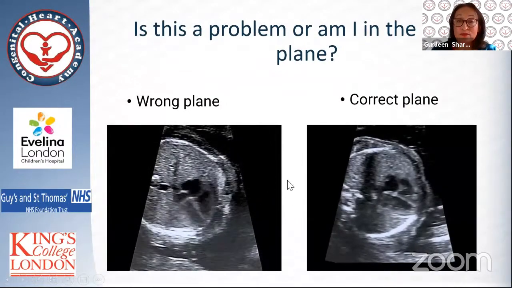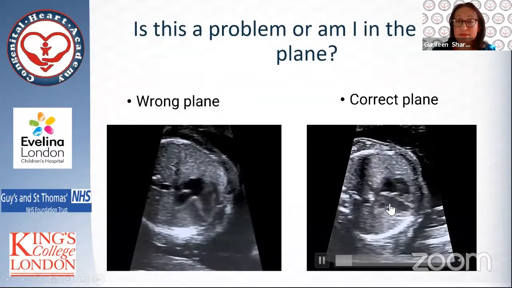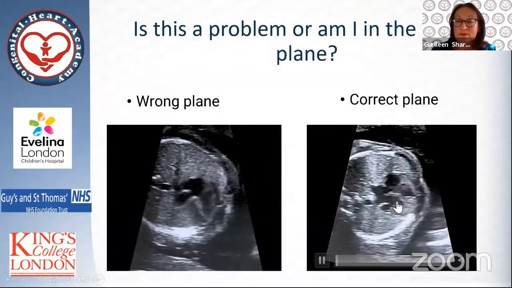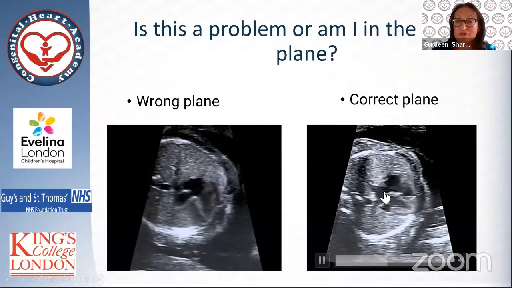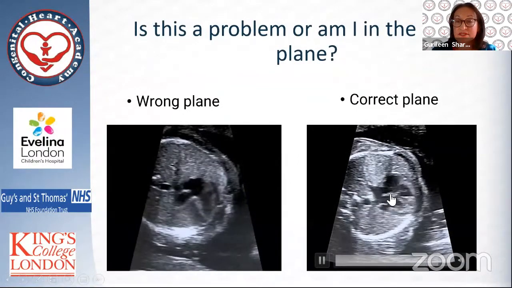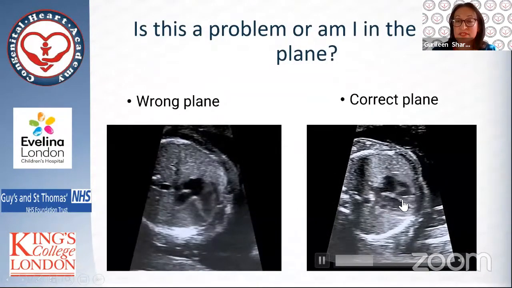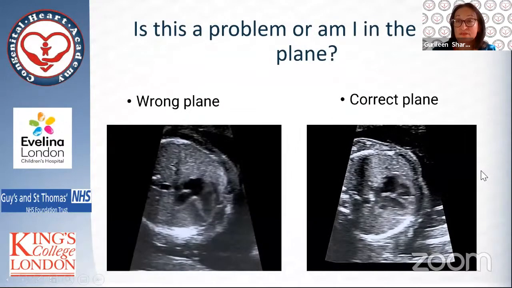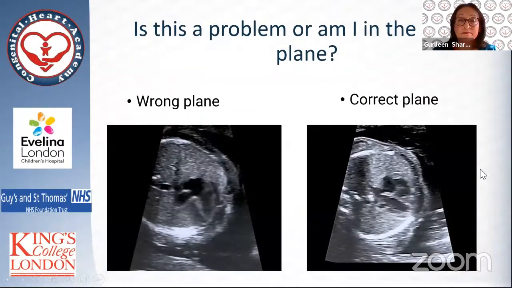But in fact, when we get onto the correct plane in this baby, here's the dilated coronary sinus, balanced ventricles, and the atrioventricular septum appears intact. So here's primary mitral septum, here's the ventricular septal defect, and there was differential insertion of the valves. So important to be in the right plane.